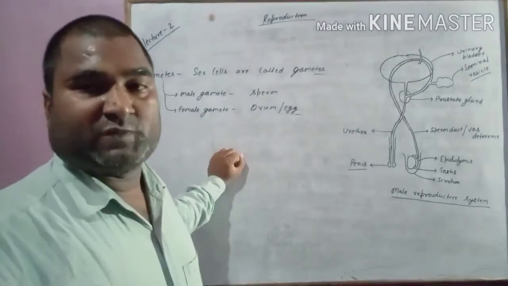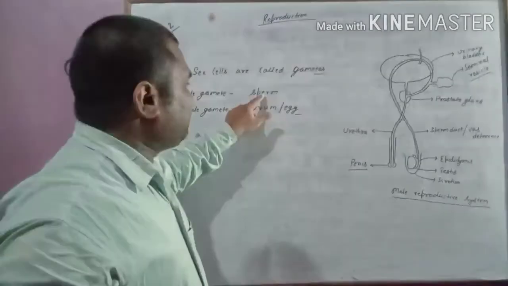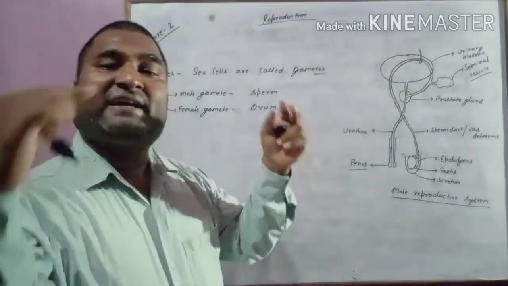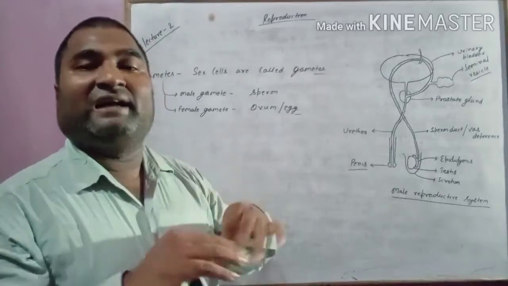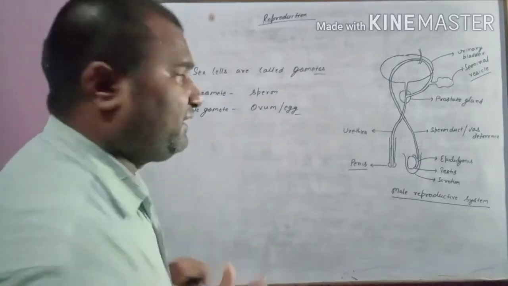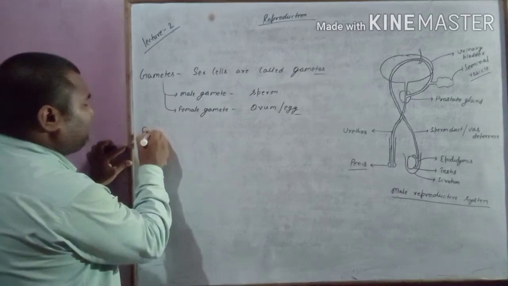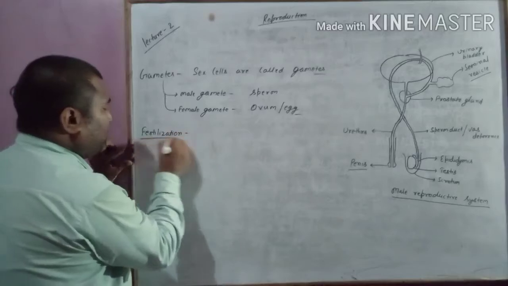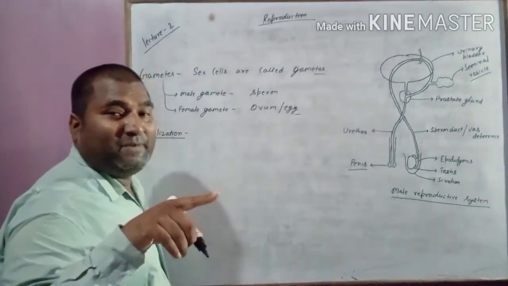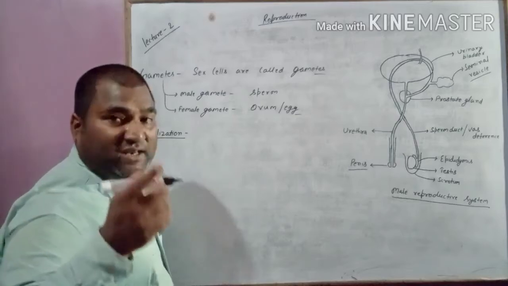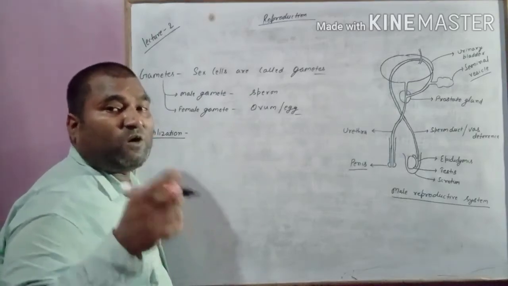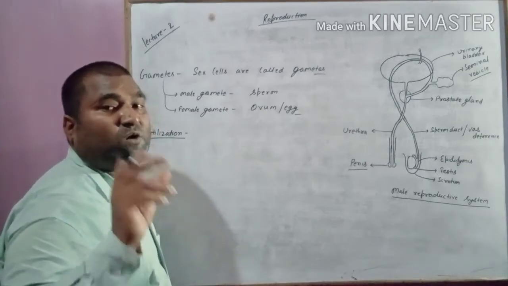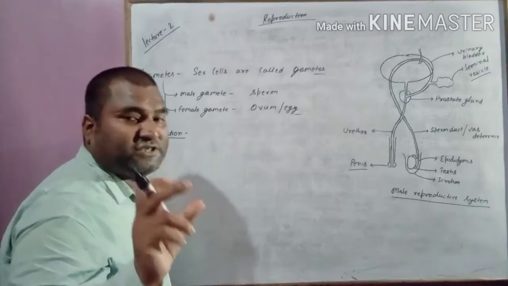During sexual reproduction, sperm fuse with ovum. Sperm enter into the ovum, and this process is called fertilization. What is fertilization? Fusion of male gamete, that is sperm, with female gamete, that is ovum, is called fertilization, and this fertilization results in the formation of a cell called zygote.